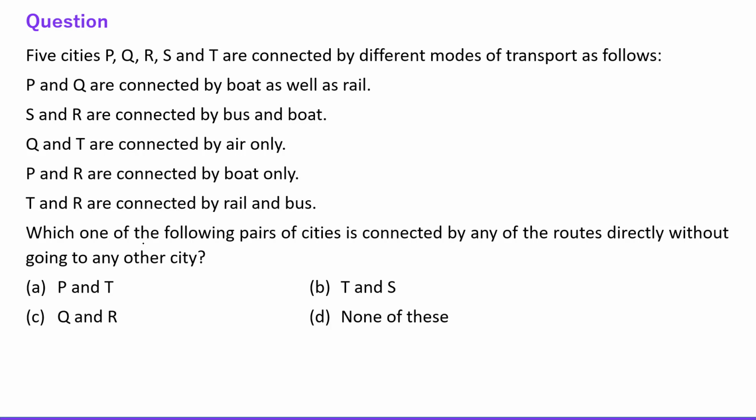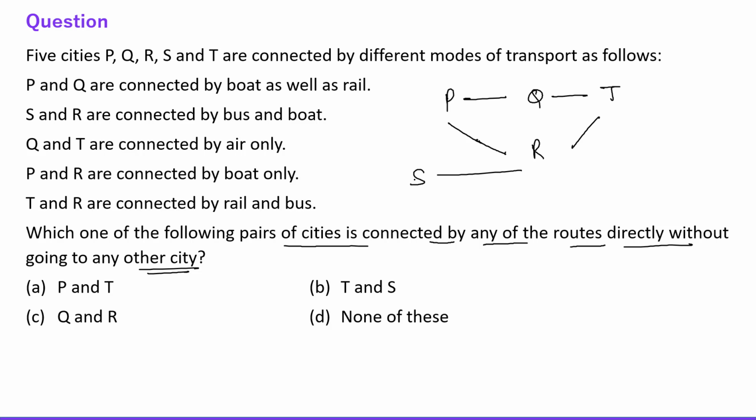The next question says, which one of the following pairs of cities is connected by any of the routes directly without going to another city? Here let's draw the diagram once again, because we need to check the options. So P, Q, T, R and S. This was the arrangement. The question is, which pair of cities is connected directly without going to another city?